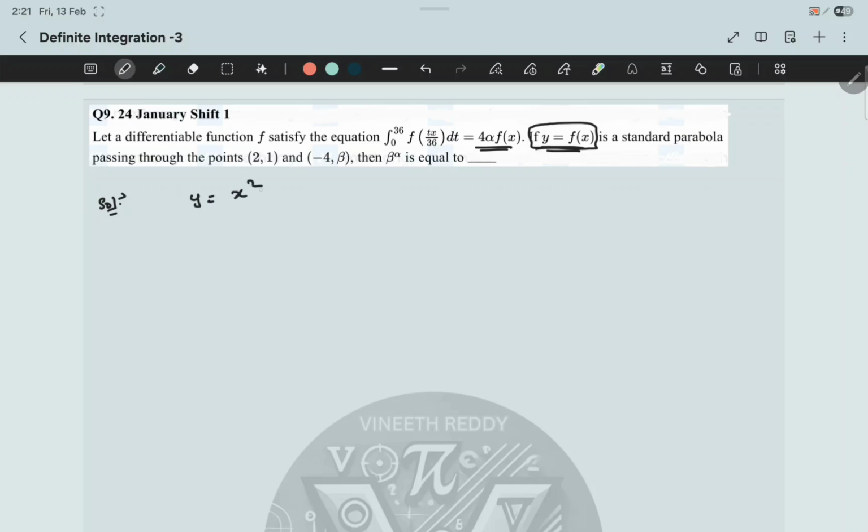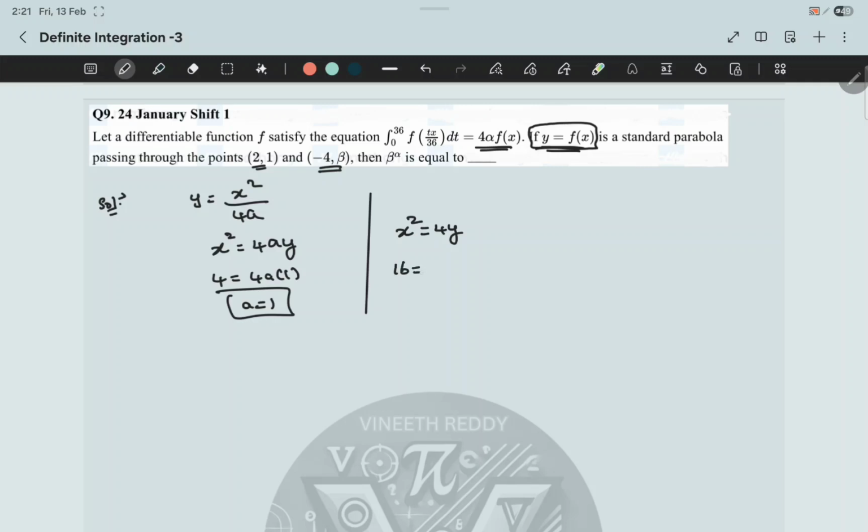Now let me assume the parabola to be x square equals 4ay, because it is telling standard parabola. The vertex should be at the origin. Now this parabola is passing through the point (2, 1). That means replace x with 2, we get 4, and y with 1. So ultimately we get the value of a as 1. That means the parabola is nothing but x square equals 4y, right? It is also passing through the point (-4, beta). So replace x with -4, we get 16 equals 4 into beta. Beta should be equal to 4. I hope you understood this, right?